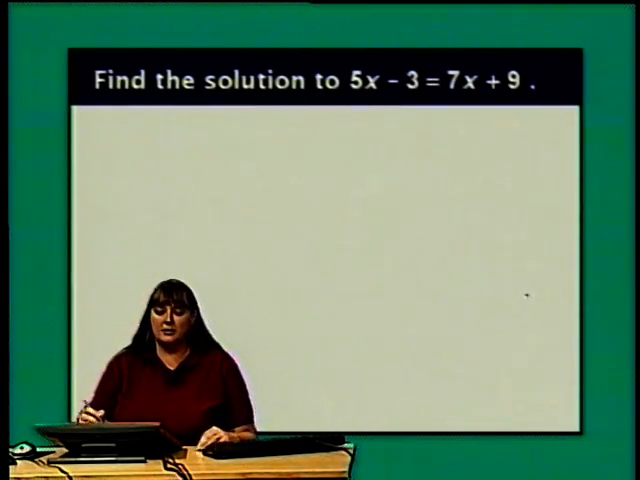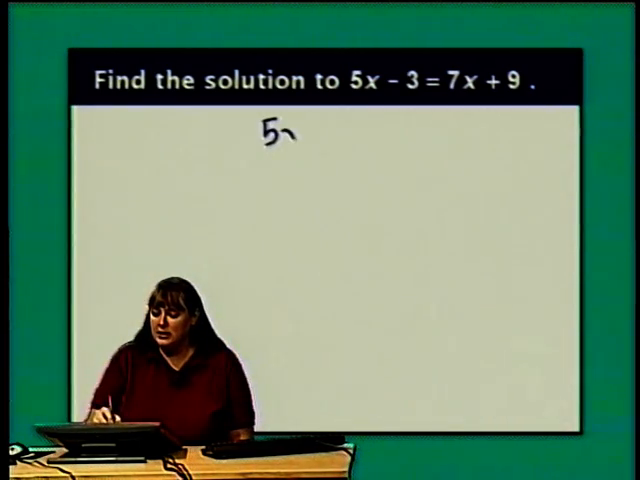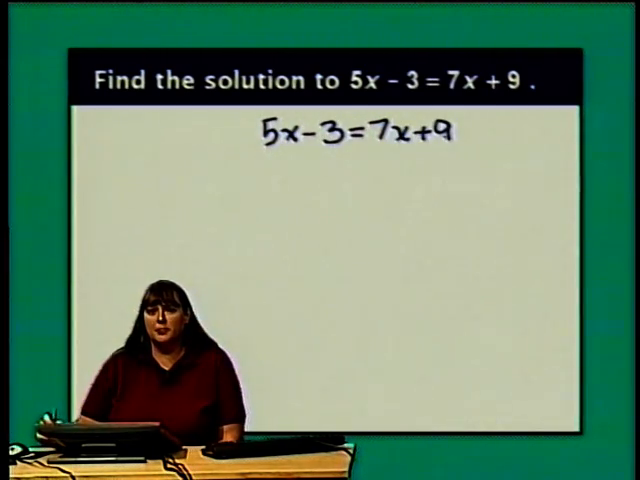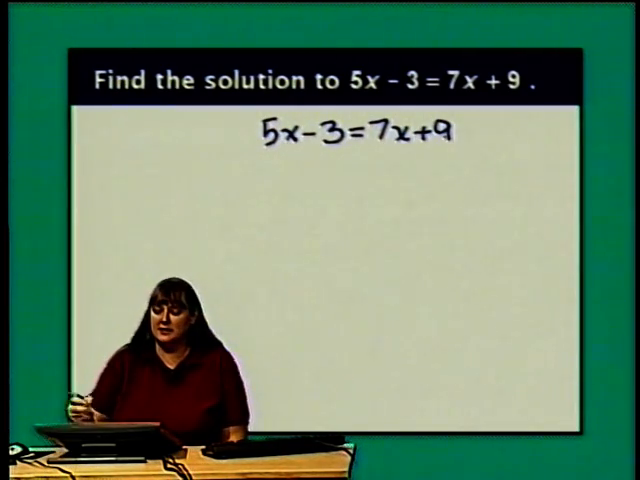Now let's find a solution to 5x minus 3 equals 7x plus 9. The first thing I notice about this equation is that there are variable terms on both sides of the equation and constants on both sides of the equation. So I'm just going to make a choice here. I'm going to move my variable terms to the left-hand side of the equation and my constants to the right-hand side. To move my variable terms to the left-hand side of the equation, I would need to subtract 7x from both sides of the equation.